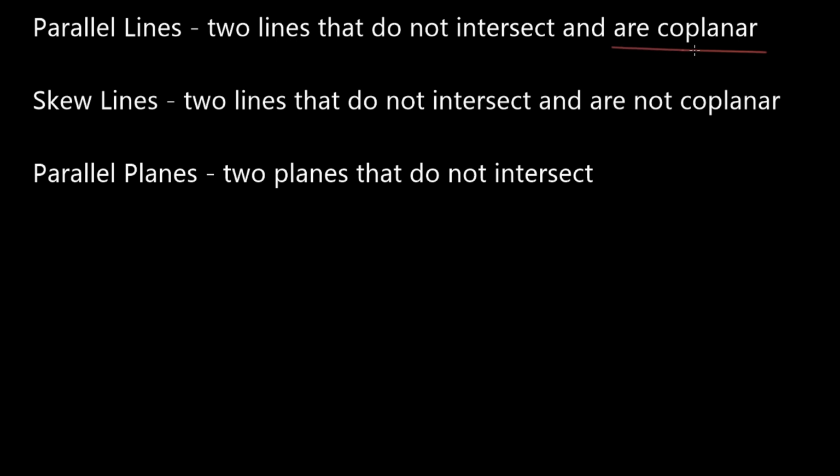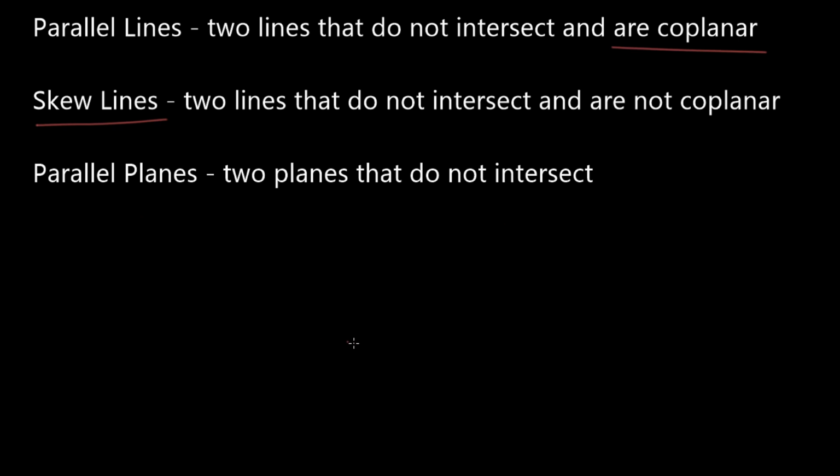But this additional part, that they are coplanar, is important, because I have this new definition down here, which is what skew lines are. Skew lines are two lines that do not intersect and are not coplanar. The question is what that looks like, and we're going to take a look at an example in a second. But we're just going to introduce our last definition, which is parallel planes. These are two planes that do not intersect.